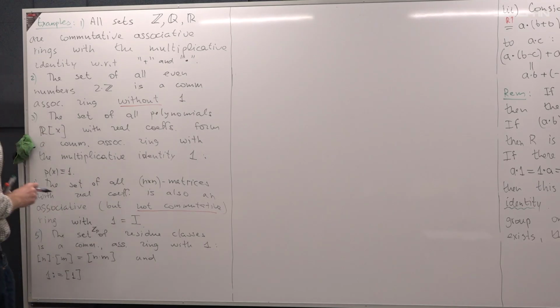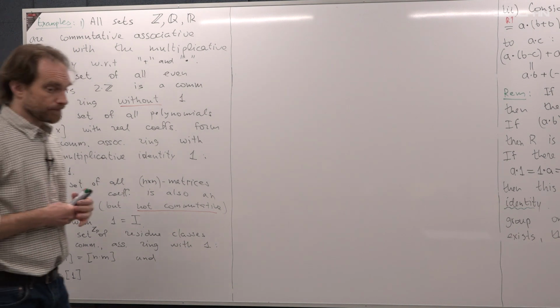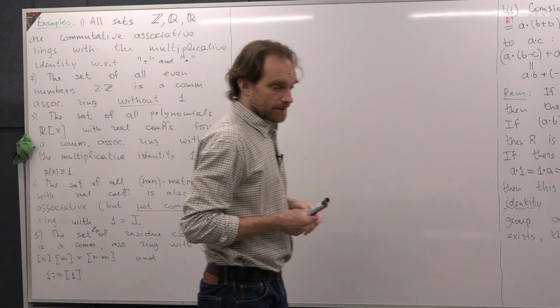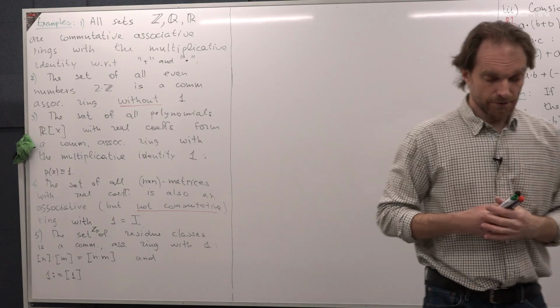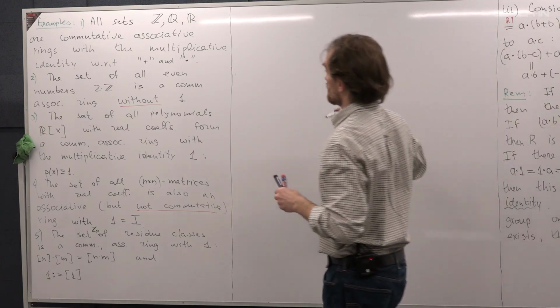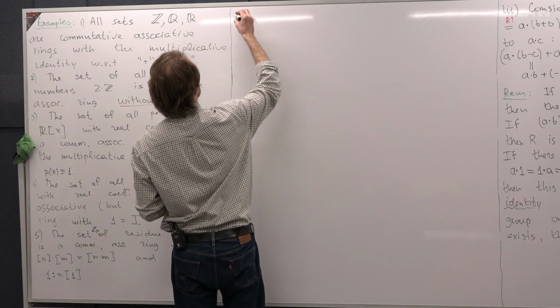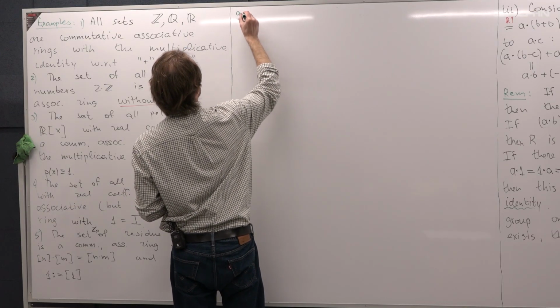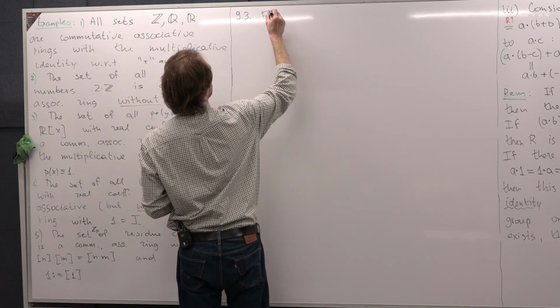So we have a number of examples of rings, and all of these examples are very important. And now let us consider the last algebraic structure for today. This is the structure of a field. 9.3 Fields.